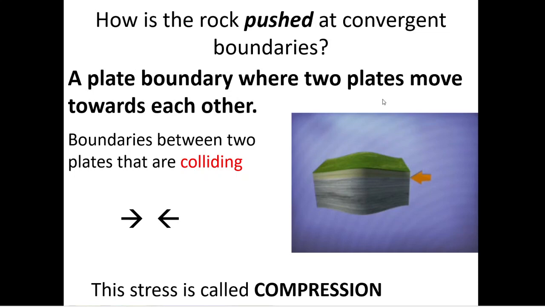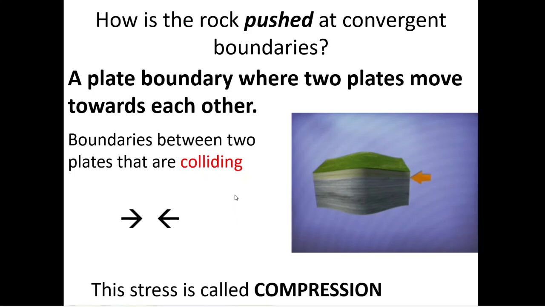A plate boundary where two plates move towards each other. Okay, so we're going to talk about convergent. And convergent means that they converge, they come together. So how do they get pushed toward each other? And these are boundaries between two plates that are colliding. So we just talked about divergent, where they move away and we get that split and it can get really thin, and that's when we get that fissure volcano.